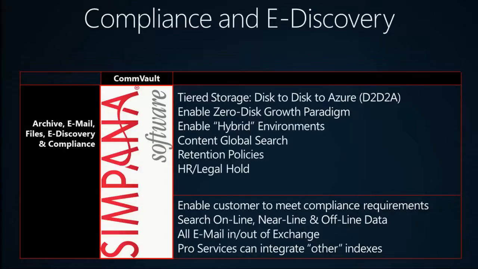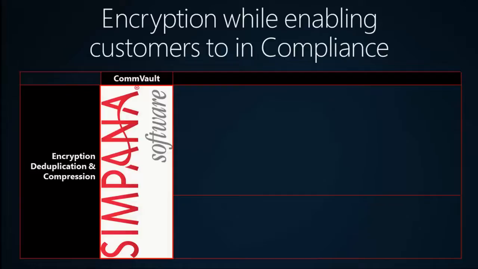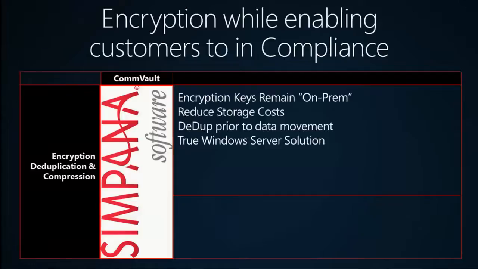When we back up the data, when we archive it, there's full content indexing. This enables you to search online, nearline, and offline data. And we can integrate with SharePoint search as well to get a true full spectrum search. Also enables us to keep customers in compliance for all email in and out of Exchange. And that includes if you have some of the other products, we can help migrate those indexes over. Encryption, deduplication. Okay. SharePoint, largest use of disk space today.